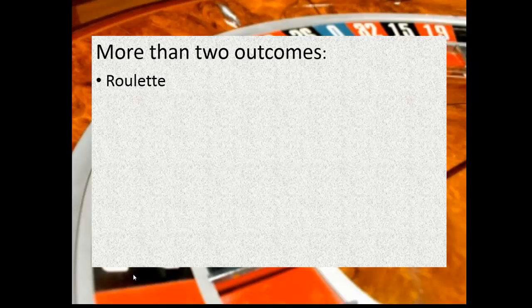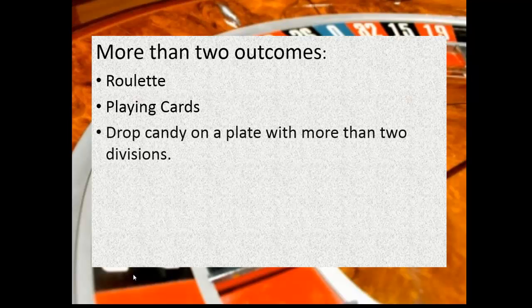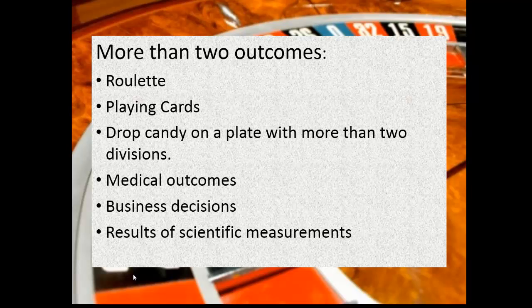The experiments that you ran in class had only two outcomes, heads or tails for the coin, and left or right side of the plate for the candy drop. This presentation will focus on an experiment with more than two outcomes, roulette. Other experiments with more than two outcomes include playing cards, dropping candy on a plate that is divided into many pieces, and more serious outcomes in medicine, business, and science.